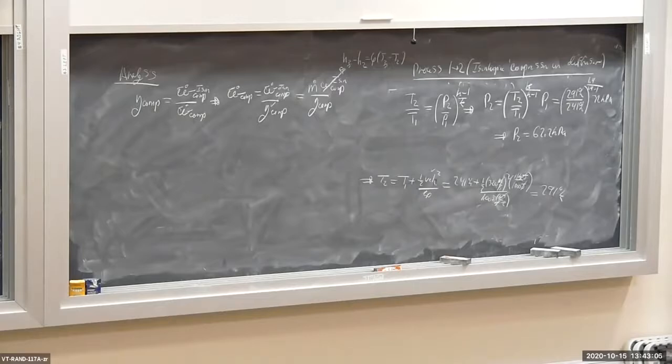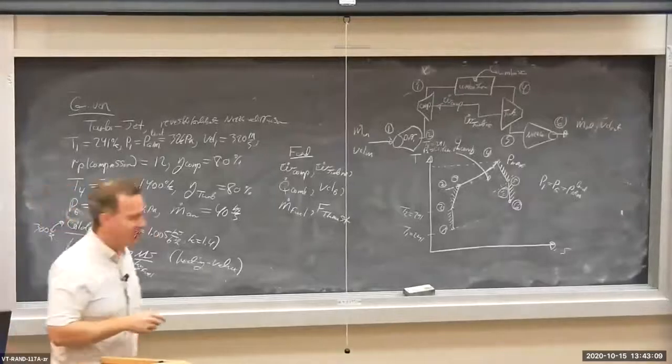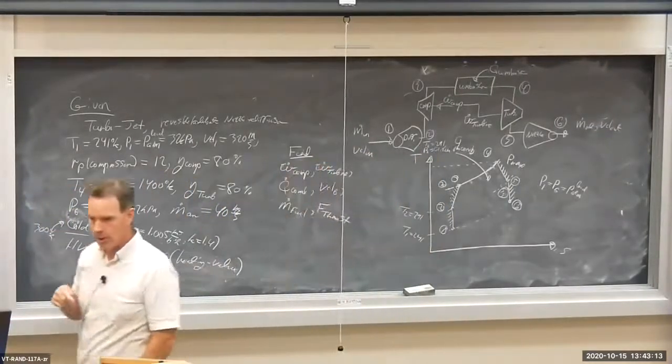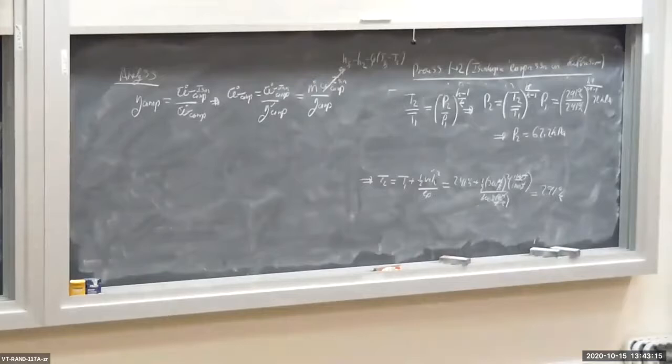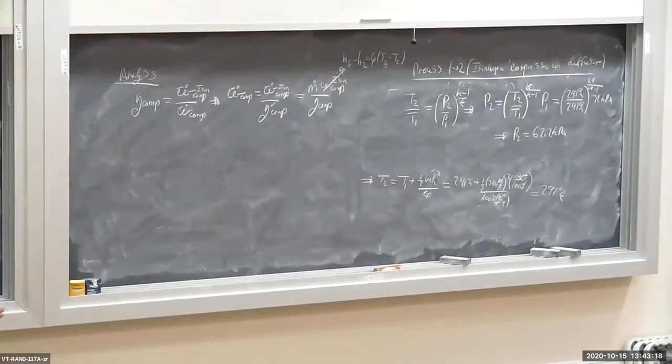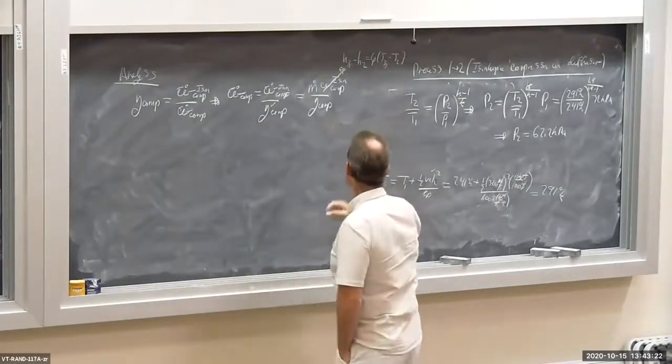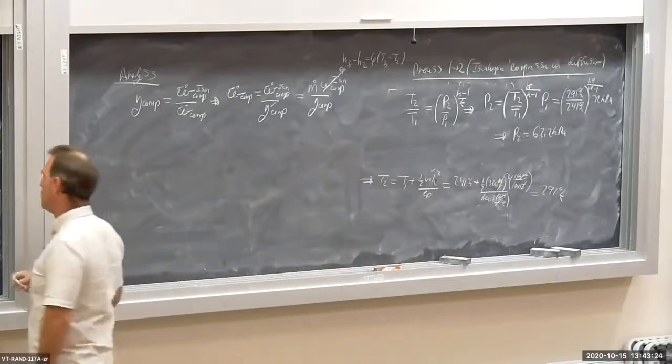So what are we trying to do here? Here I put the temperature and pressure at the outlet of the diffuser. We're trying to find the compressor power, so we need to find T3 sub S to get the compressor power.